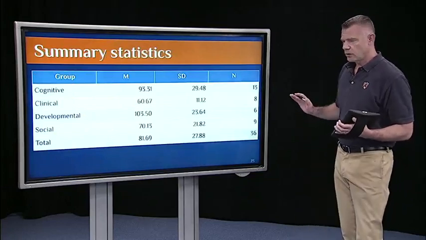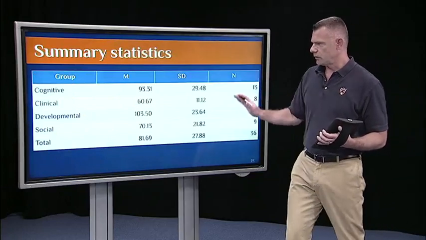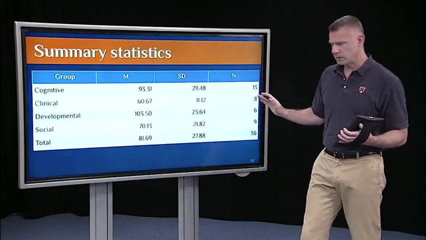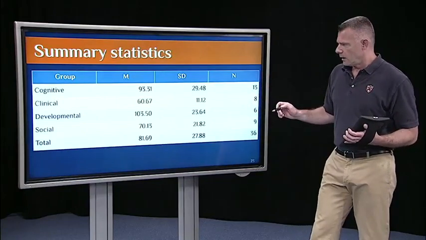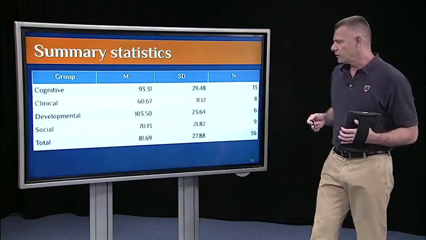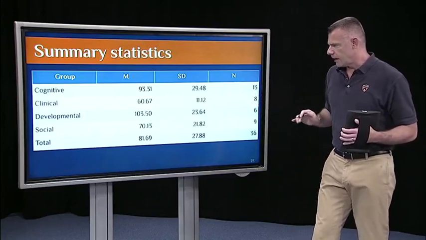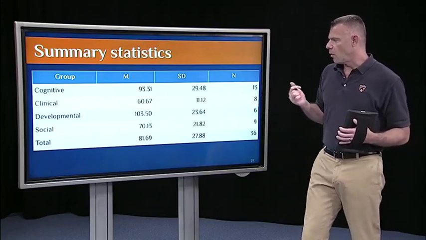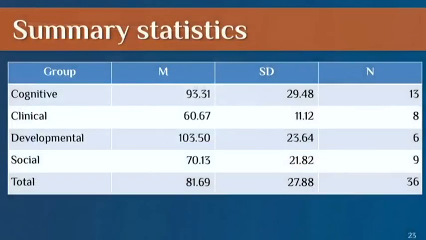Before I show you the output of that, I just want to show you the summary statistics so you know what to expect. It looks like the cognitive group has a mean of about 93 publications. Clinical, less than that, about 60. Developmental, a little more, 103. Social, a little less, 70, and so on. There are the standard deviations. Also notice that there's a different number of professors in each group. That's going to be important in a moment.